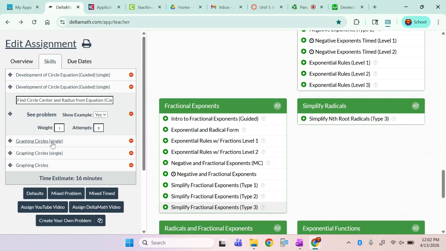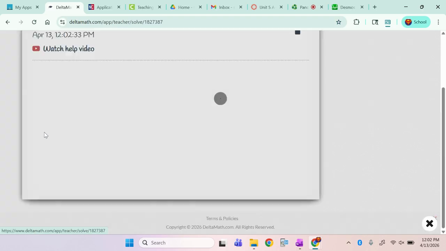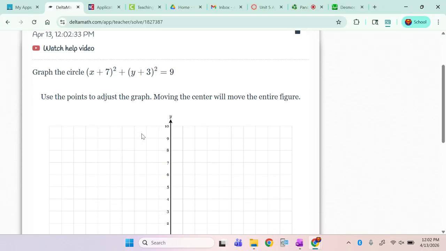All right. Now let's try our hand at graphing some circles. So, graphing circles. We're going to start with this equation, which I'm just going to rewrite over here. We're going to be moving it around a lot. So x plus 7 squared plus y plus 3 squared is equal to 9.